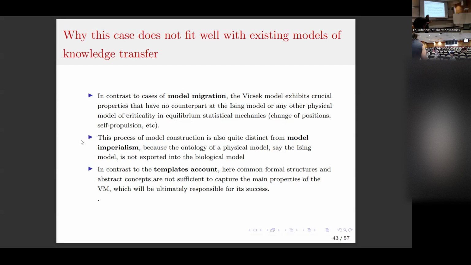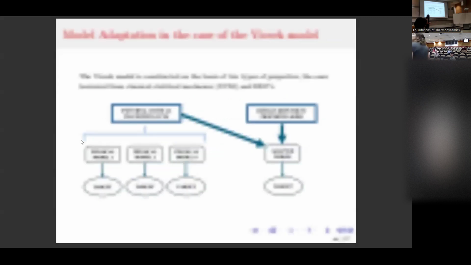It's not a case of model migration, because we are not just reinterpreting the variables and the idealization. We are adding new properties that have no analog in equilibrium thermodynamics, like self-propulsion. And it's not a case of templates, because it's not just the concepts, the general concepts and the formalisms that are exported from physics to biology, but also some causal mechanisms, like this tendency of individuals to imitate each other.